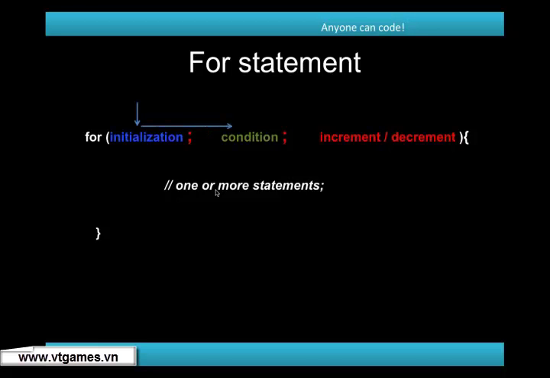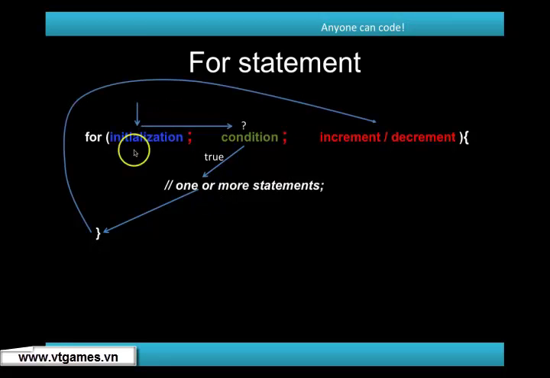And if the condition is true, it's going to execute one or more statements here. Then it's going to get back to the loop, and when it gets back, it's not going back to the initialization anymore. That's why this one is called initialization. It's executed only once at first, but when the loop gets back, it's going to increase or decrease your counters, or any other variables. Then after increasing or decreasing the counter, it's going to check the condition again.